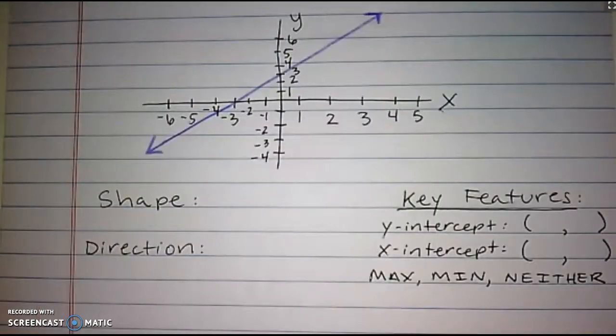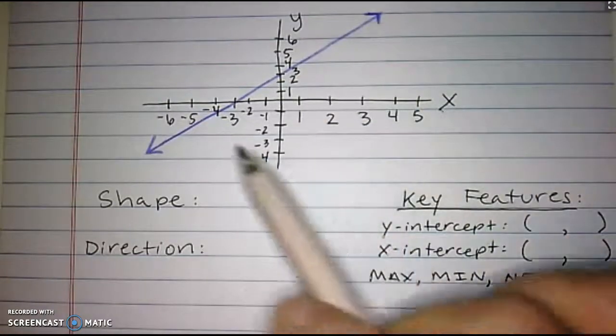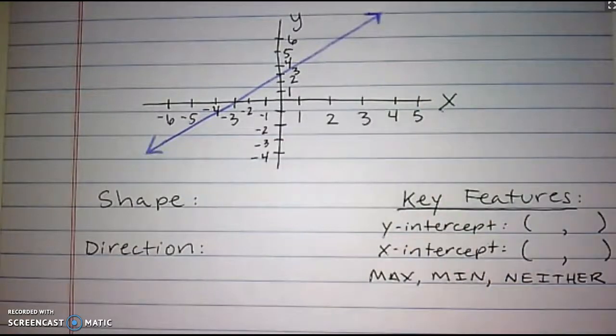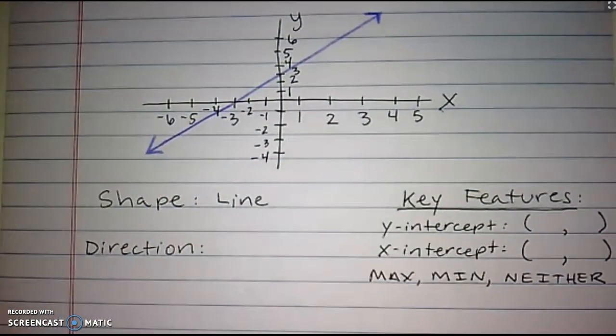Here's our first example, ladies and gentlemen. We can see that we have the x and y axis here, and we have this nice purple graph right here. In terms of shape, I would call it a line. That's pretty easy to describe. So the shape of this graph is a line.